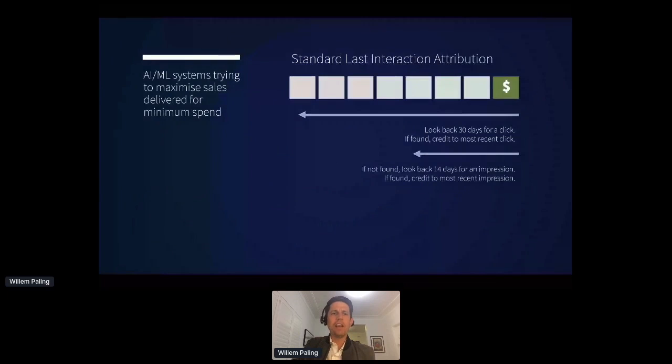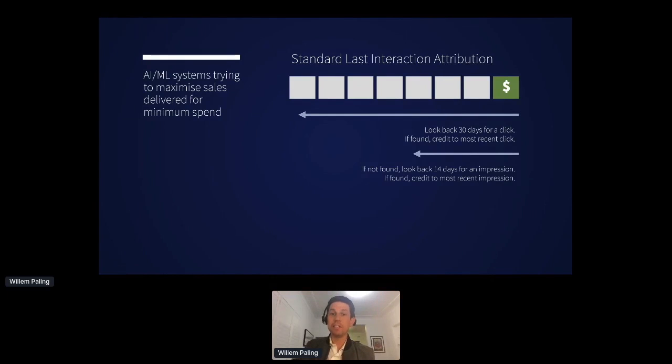Now, these AI machine learning systems that are trying to maximize sales delivered for spend take a very simple approach to deciding whether an ad has influenced a sale. When a sale happens, they look back 30 days to see if anyone clicked on an ad, and if there was a click, credit is given to the most recent click. If they don't find a click, they look back 14 days for an impression. So that's just having shown the ad in the browser.